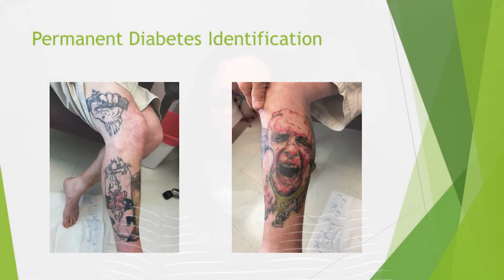And then be very careful what you do, because this person's identification is on his leg. So if he's wearing pants, has shoes and socks on, no one's going to find this identification. And you can see the turmoil that diabetes has created in this patient's life, and it's reflected in a permanent tattoo.